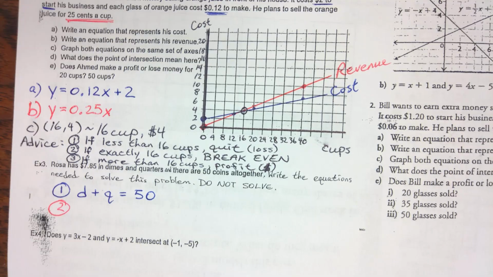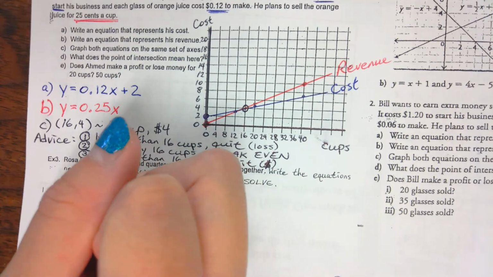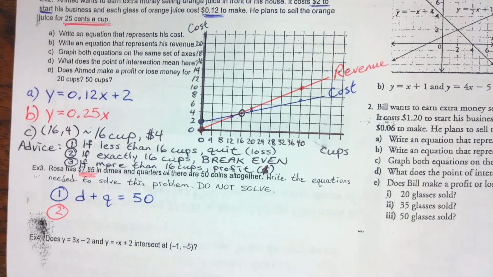What about the second one? $7.85. This is the tricky one. Jason, can you help me with this one? Can I write my second equation for $7.85? Yeah, in dimes and quarters.